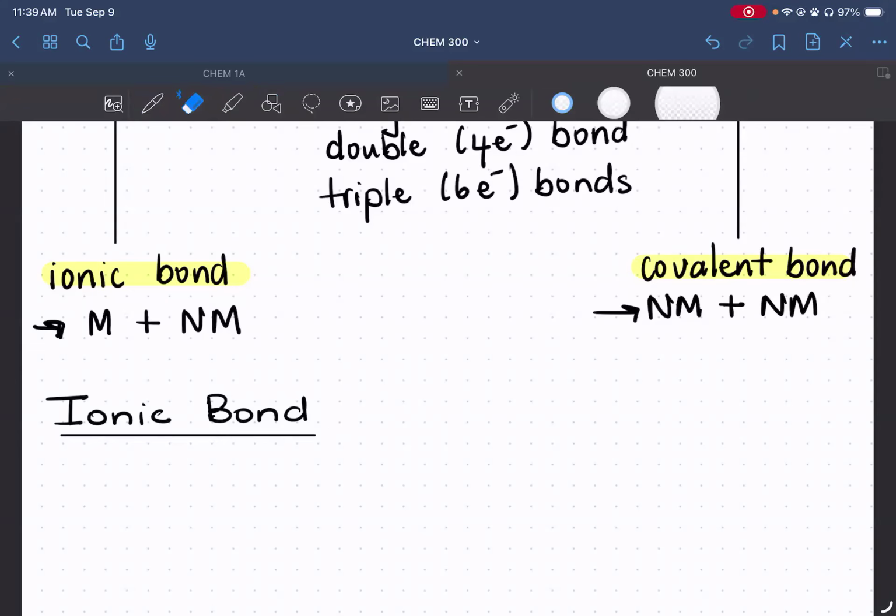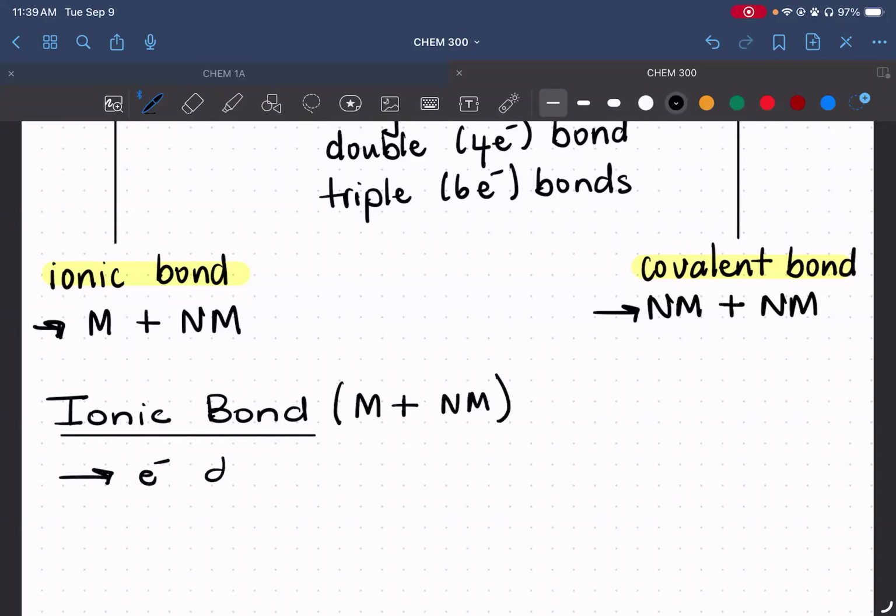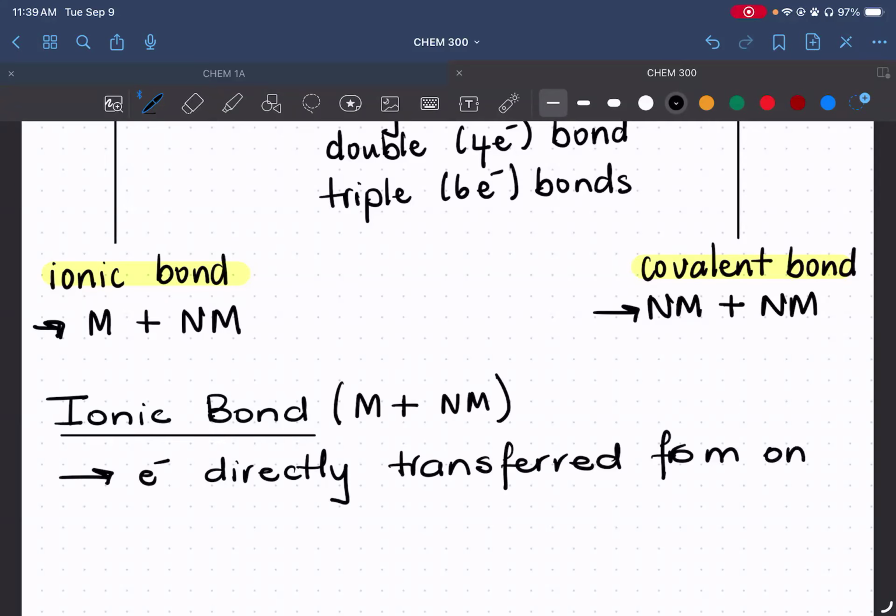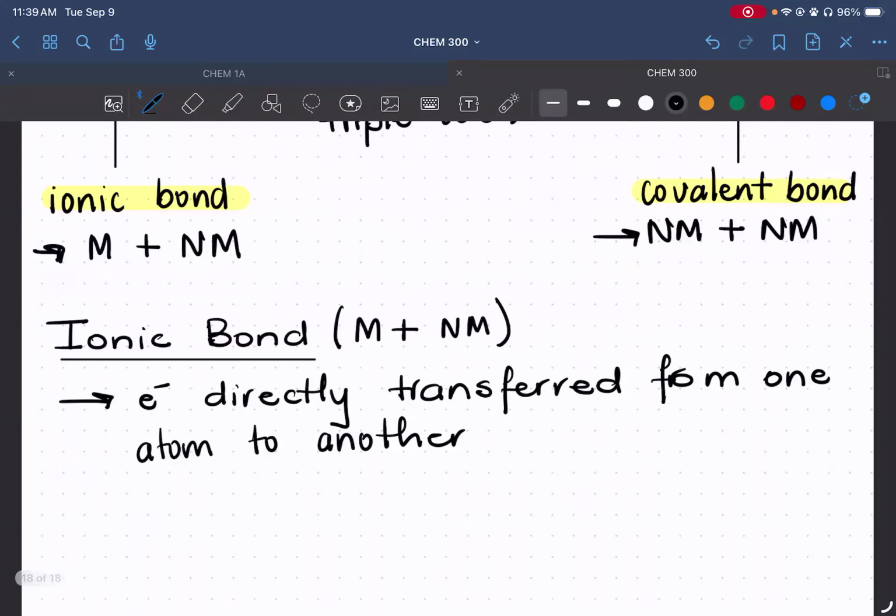So as I just said, remember, no matter what, an ionic bond is between a metal and a nonmetal. An ionic bond involves a direct transfer of electrons. So electrons are directly transferred from one atom to another. This is our most classic type of bond. You can understand where the term ionic comes from, because if they're being transferred, obviously one is losing, one is gaining.